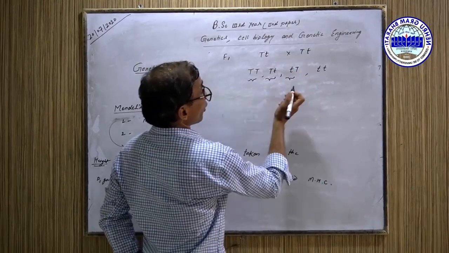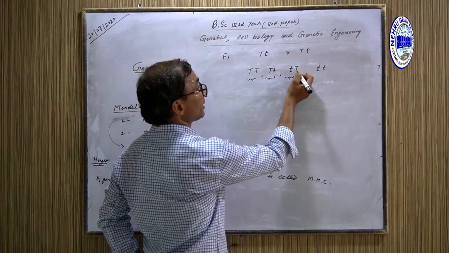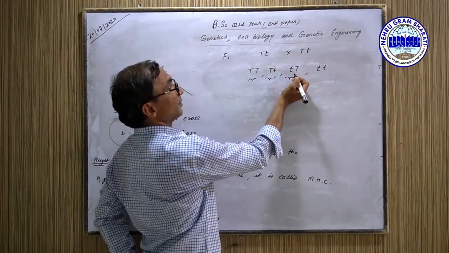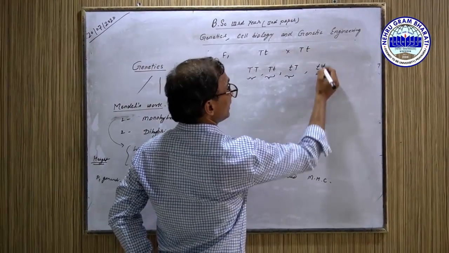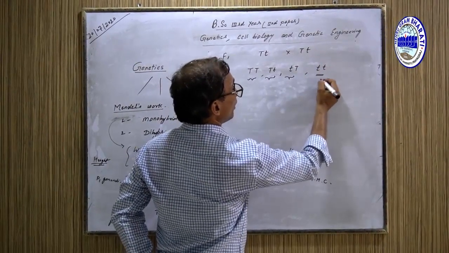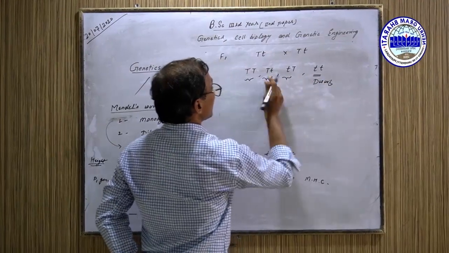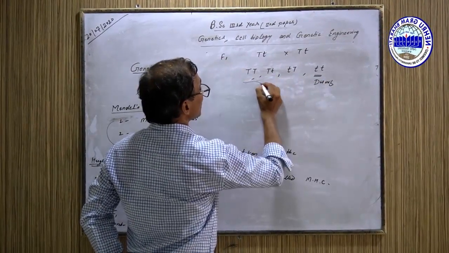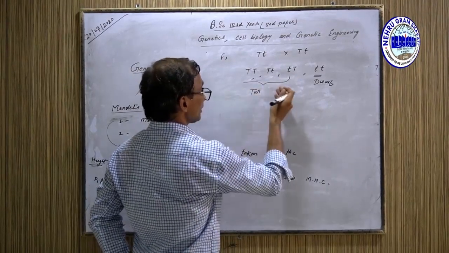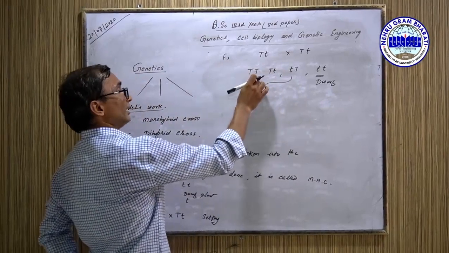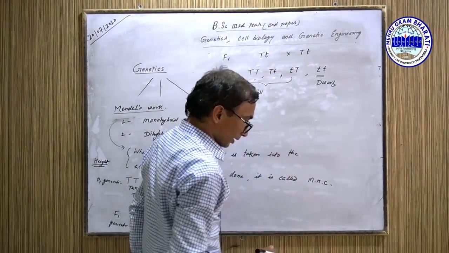Why? Because the T allele is dominant over the small t, and here also capital T is dominant over the smaller allele. These are the homozygous recessive type, that is why this plant group is a dwarf one, and all the other 3 were tall. Homozygous dominant or in heterozygous condition, they are all tall.